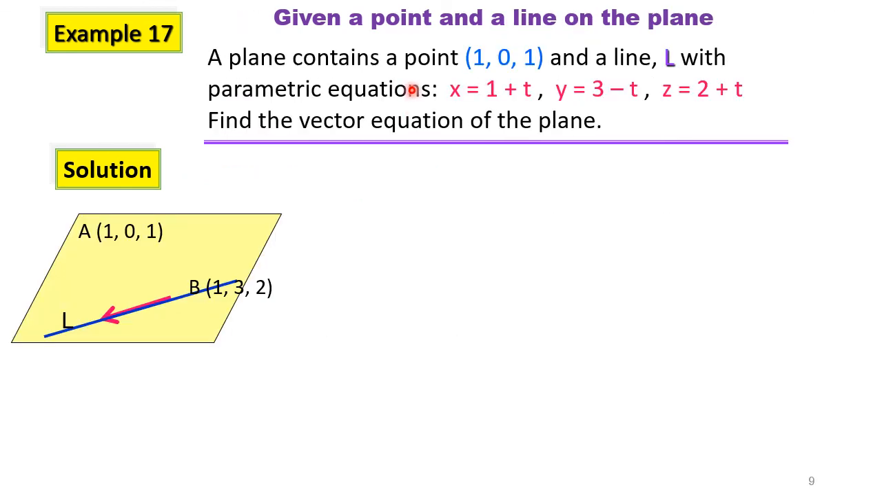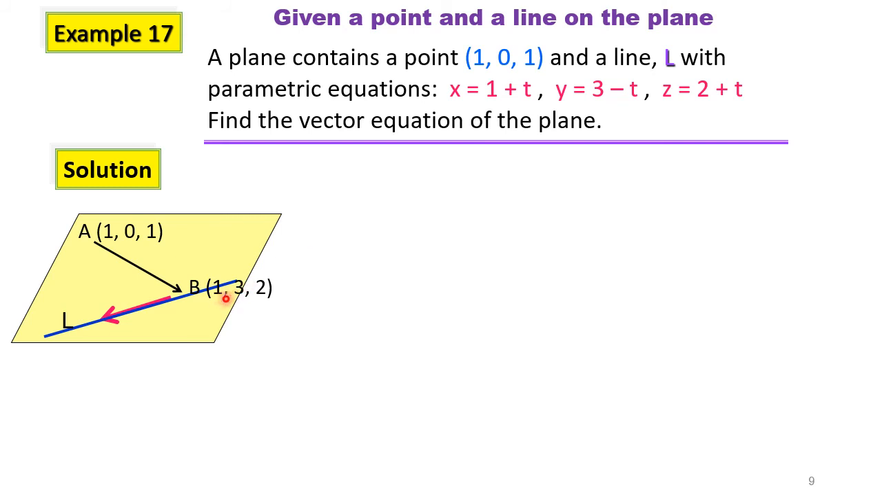Right, next for example 17, a plane contains a point (1, 0, 1), so given a point, and a line L, so a line also on the plane. So this is the equation of the line. Remember what kind of equation this is? Yeah, this is a parametric equation. So find the equation.